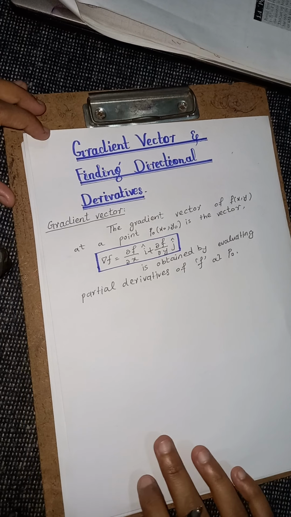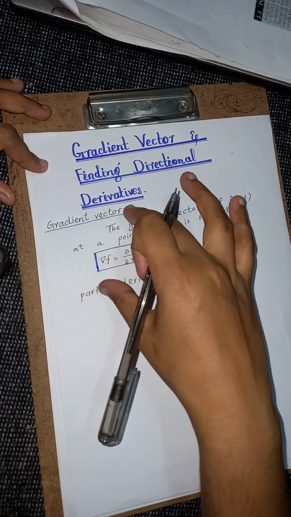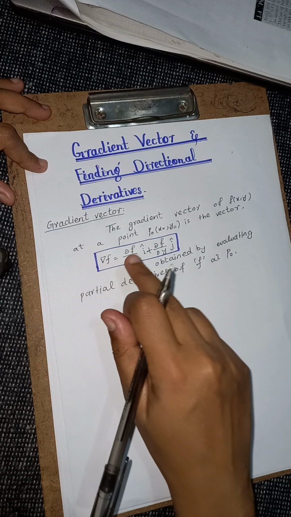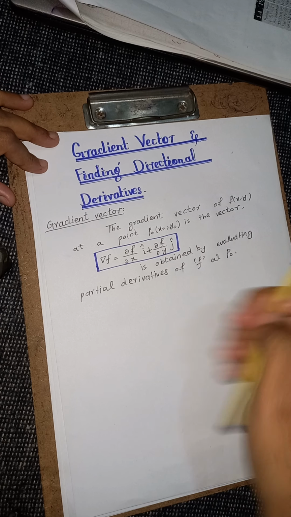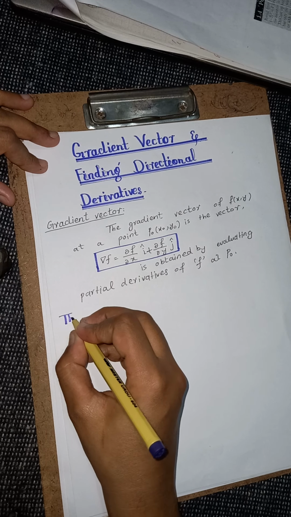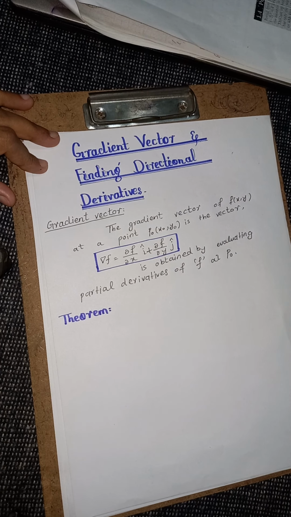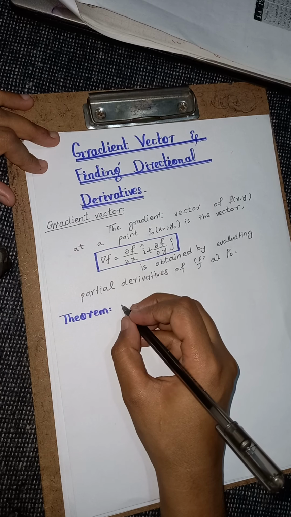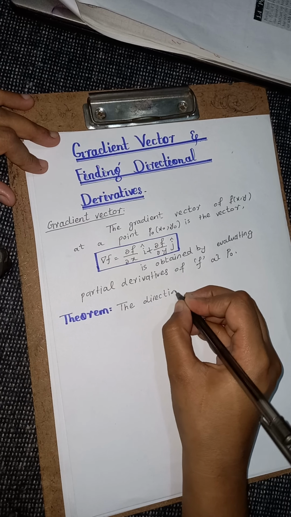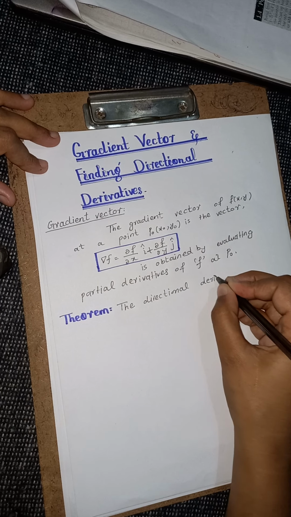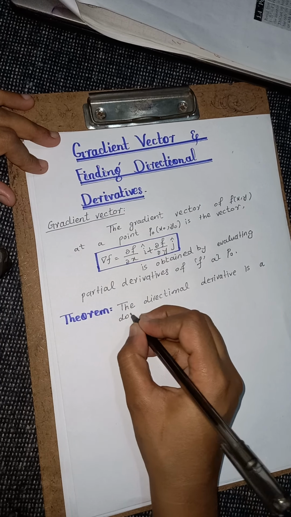Now I will write the theorem for finding directional derivatives, and we will discuss both these ideas in one example. I will explain the gradient vector in that example, and also the directional derivatives. Now for example, students, we have a theorem. The theorem is basically about the directional derivative being a dot product.